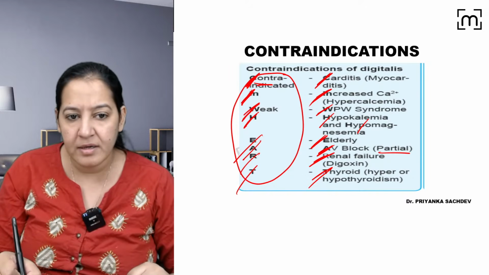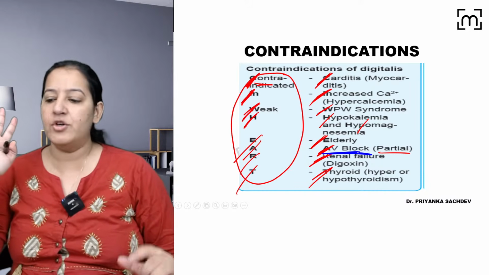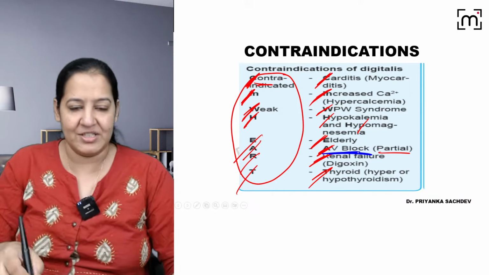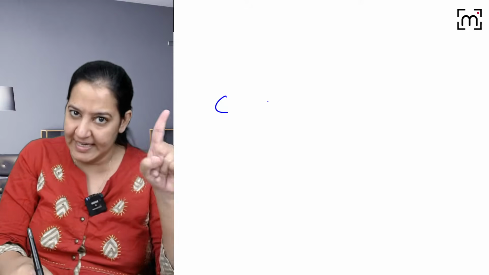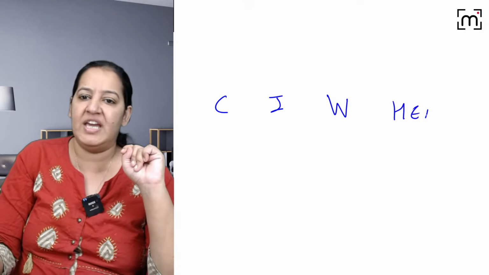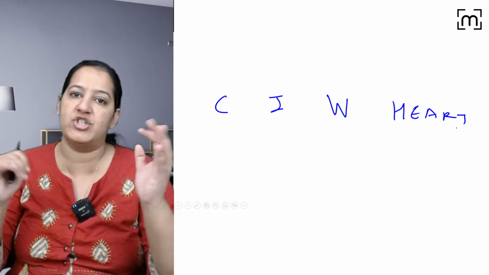A, what was A? HEA. A is AV block, partial AV block. So this is a mnemonic you have to learn. The weak heart. Yes, contraindicated in weak heart. So yes, Sachin, C of contraindicated, I of in, W of weak and HEART in full. Try to say the full form again and again. These are the contraindications of digitalis.